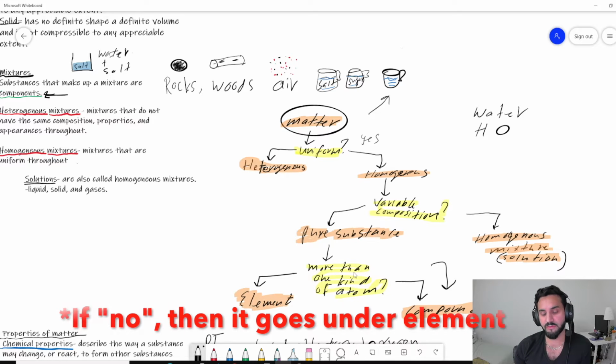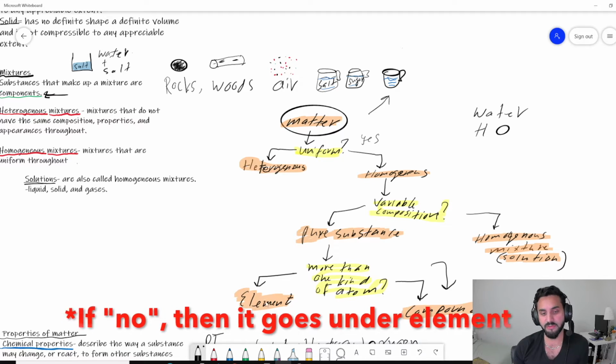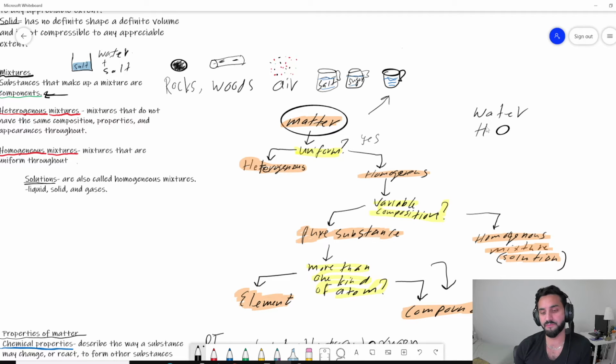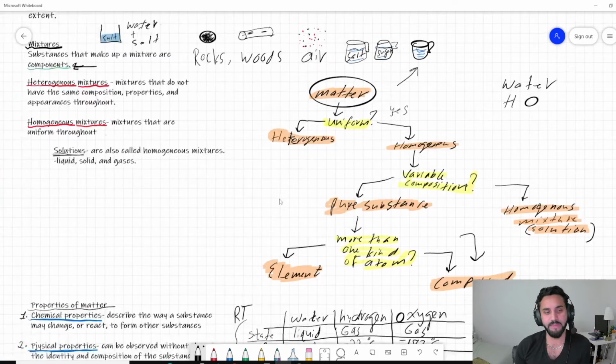And if the answer is yes, it would be an element. But in this case, two elements make up water, so it would be a compound. If we take, for example, wood through this process, we would ask the question, is it uniform? We already answered that question, and we said wood is not uniform, so it would be under heterogeneous mixture. All right.